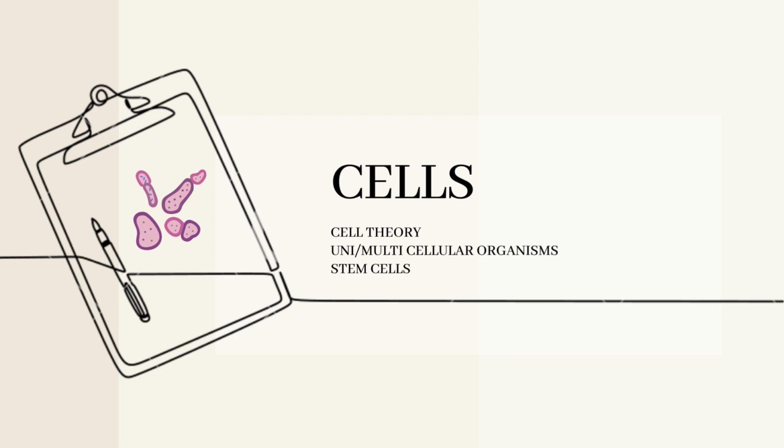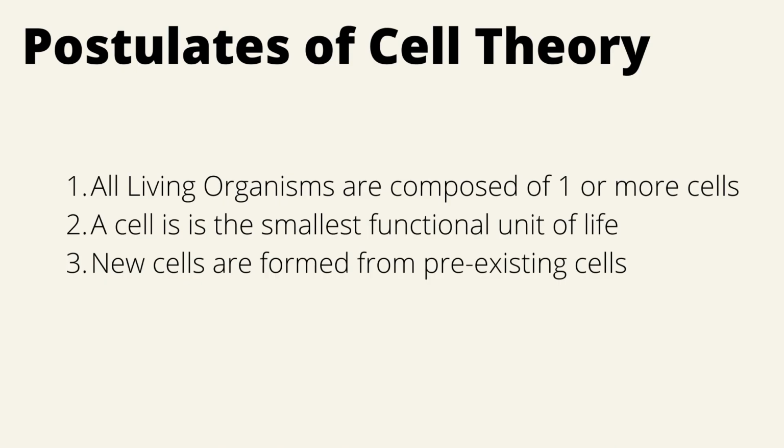Cells form the most basic functional unit of life. The cell theory has three primary postulates. All living organisms are composed of one or more cells. A cell is the smallest functional unit of life, and new cells are formed from pre-existing cells. This forms the foundation of several biological processes that are integral for survival.